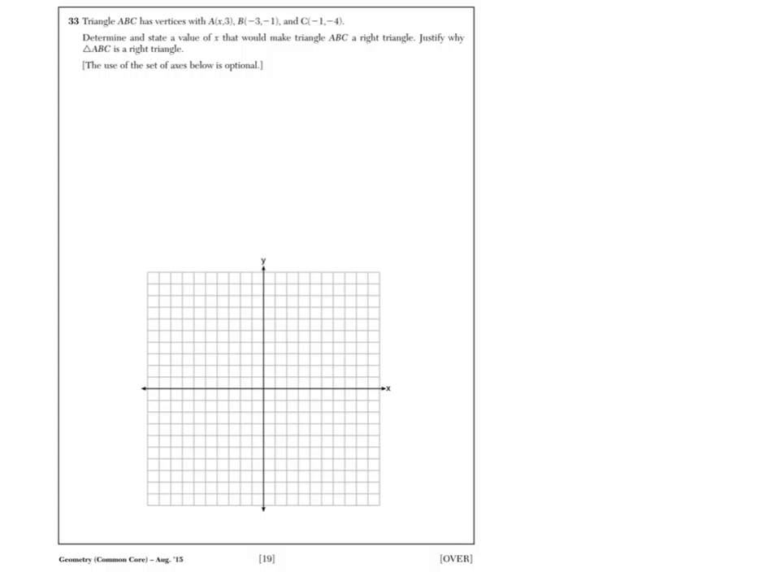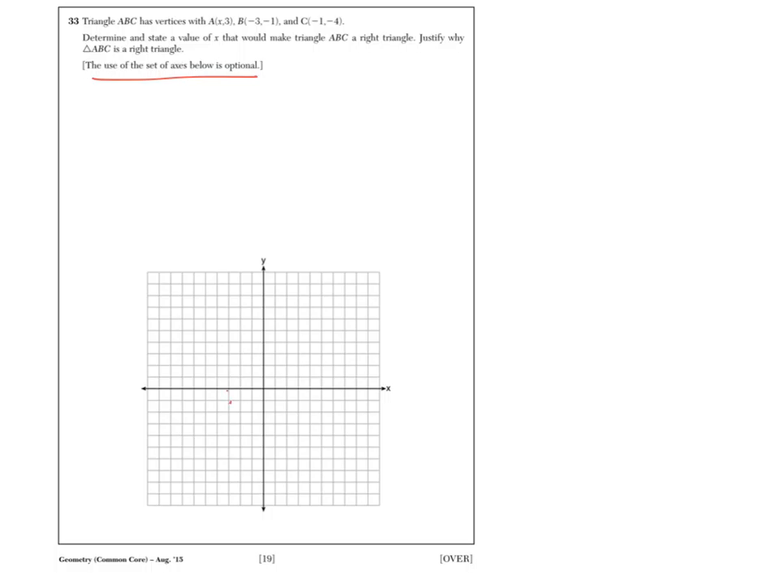Number 33, triangle ABC has vertices with A (x, 3), B (-3, -1), and C (-1, -4). Determine and state a value of x that would make triangle ABC a right triangle. Justify why triangle ABC is a right triangle. Okay, so we need to figure out a value for x that would make triangle ABC a right triangle is first on the list. So I'm a very visual person, and the use of the set of axes below is optional, so I'm going to go ahead and graph at least B and C and kind of visualize where A might be.